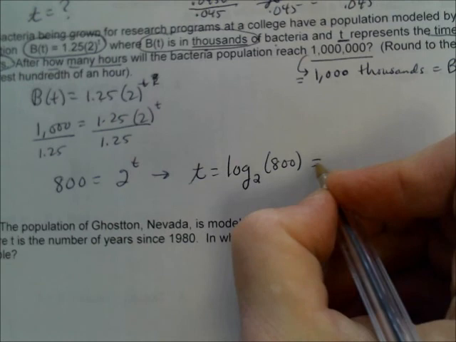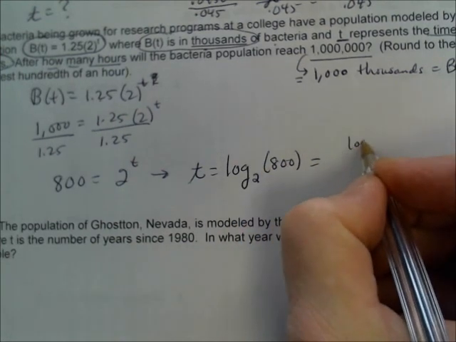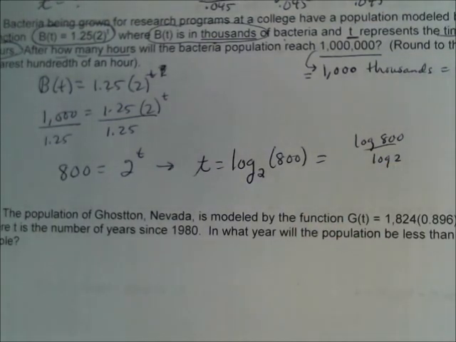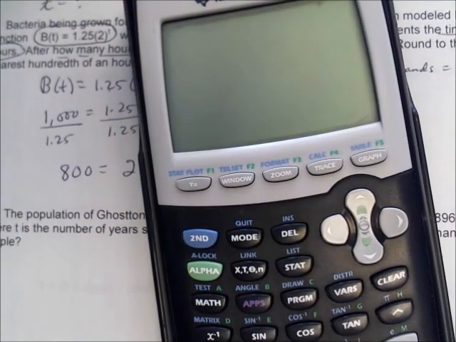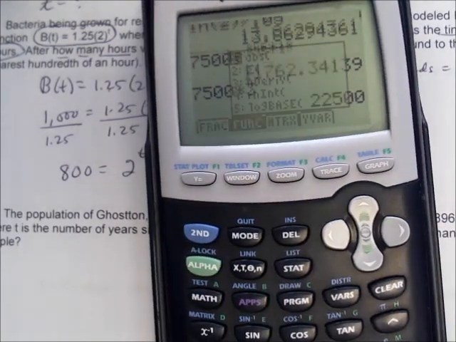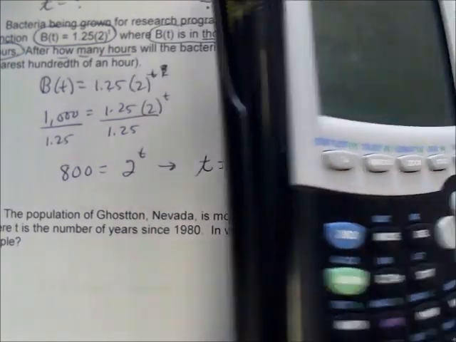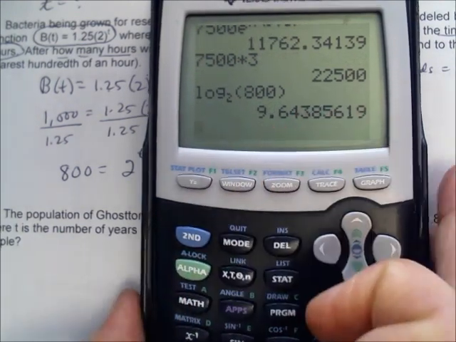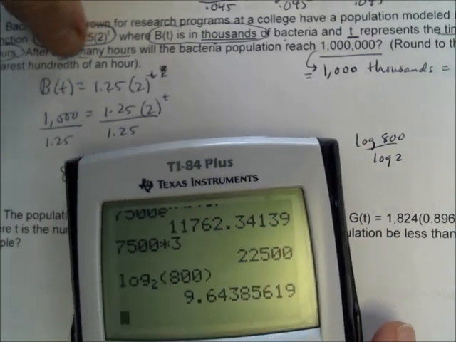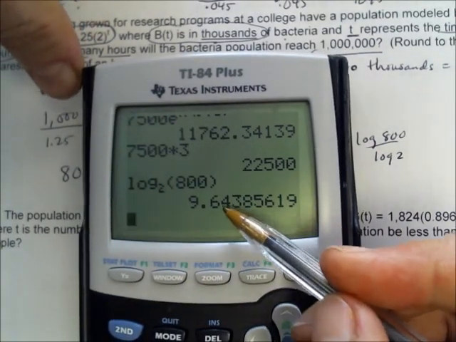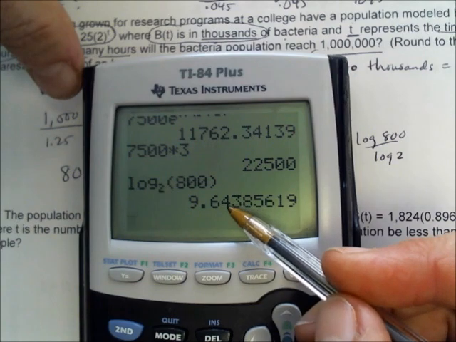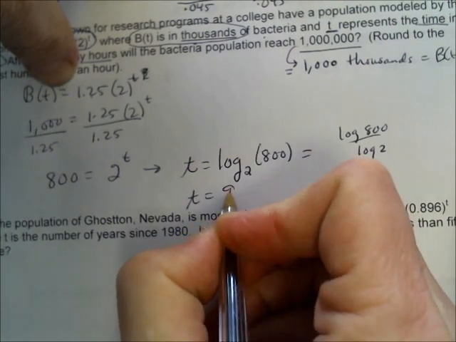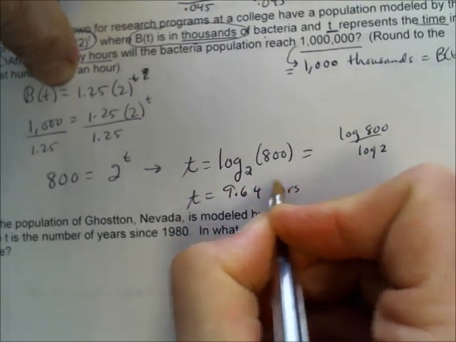And we can either do our scientific calculator, log of 800 divided by the log of 2 if we don't have our special graphing calculator, or we can just plug in alpha window, option 5, log base 2 of 800. And you get 9.64, and it says how many hours, round to the nearest hundredth of an hour. So we look at 2 decimal places, so the 3 keeps the 64 at a 64. So the time is 9.64 hours.